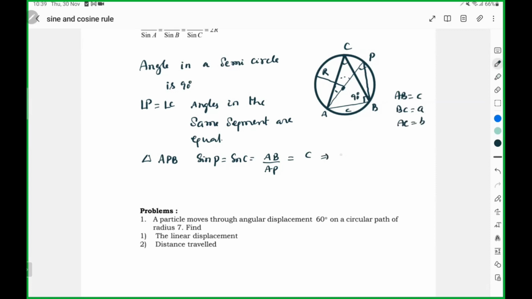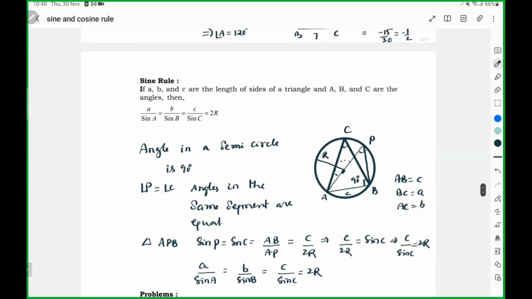From here, AB is nothing but C, and C by 2R is equal to sine C. That is C by sine C, which is 2R. Similarly, the same thing we can apply for the other sides, and we can prove that A by sine A, B by sine B, C by sine C is 2R.